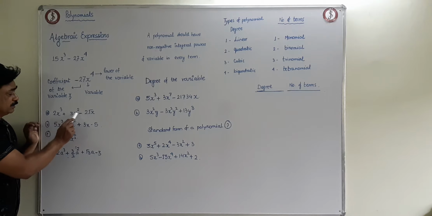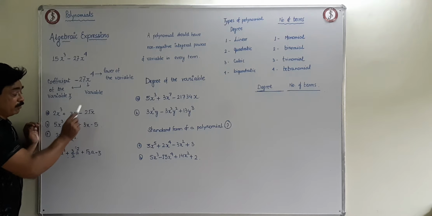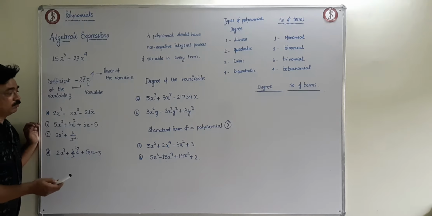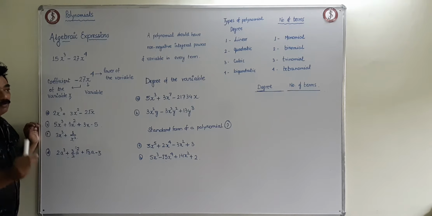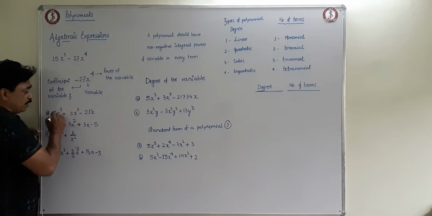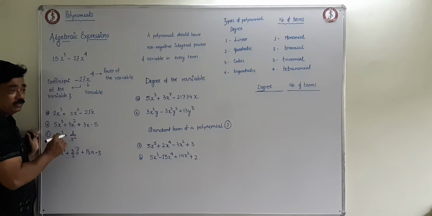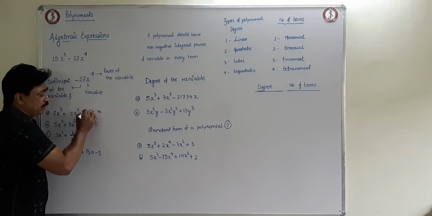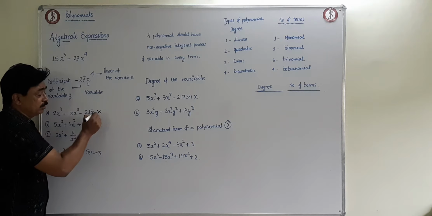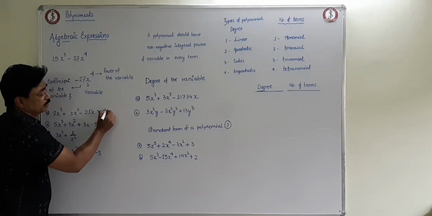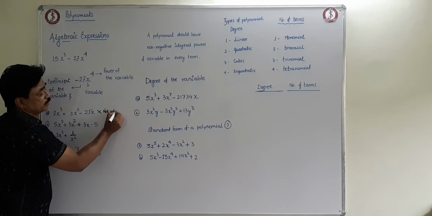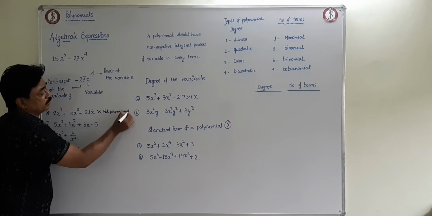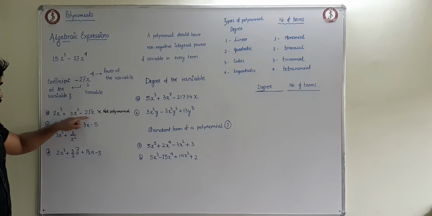Now let us select each term and see. Here the power of the variable is 3, here the power of the variable is 2, but here the variable is root x, which means x to the power 1 by 2. That means the power of the variable is not an integer, it is a fraction. If in an algebraic expression there are a number of terms and any one term has the power of the variable as a fraction, then it is not a polynomial. Because of this, this whole thing is not a polynomial.